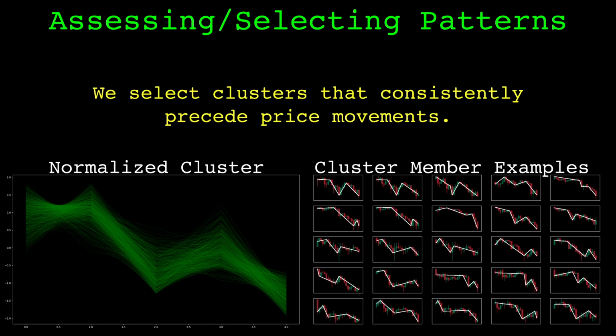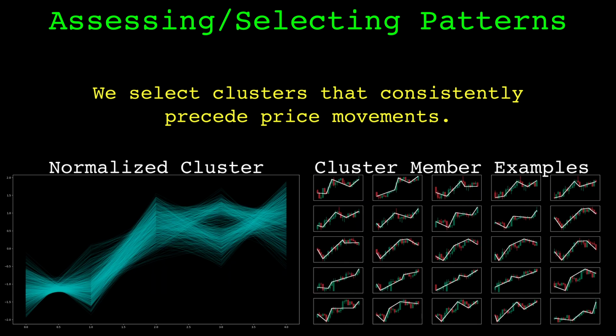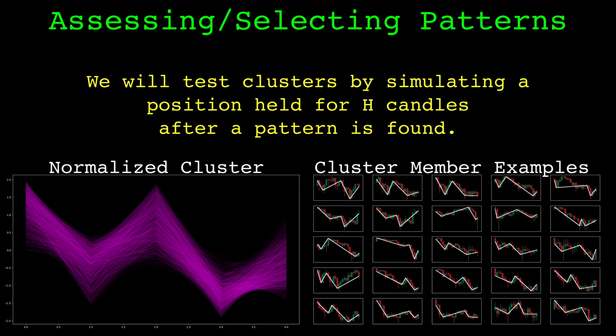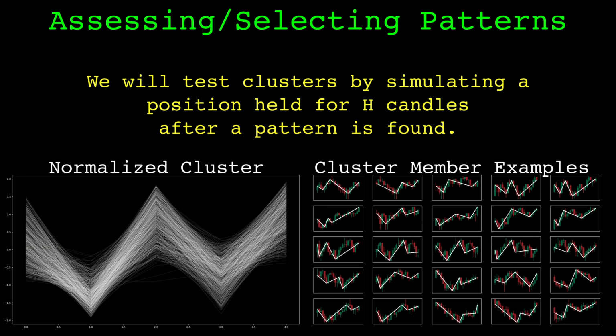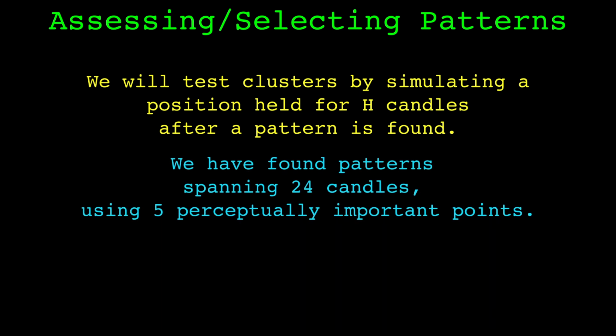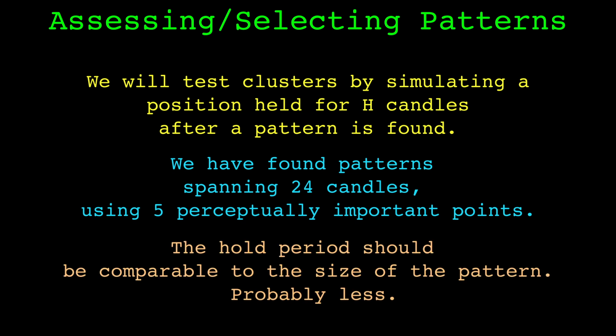Now we assess the clusters and select the ones that precede movements in price. To assess the performance of each cluster, I employ a simple holding period. Each time a pattern of a given cluster is found, we look at the market's price change over the next H candles. In the example we've used so far, we have found 5 perceptually important points on 24 candles of data. Since we are looking at patterns that span 24 candles, I think a natural holding period would be less than 24.